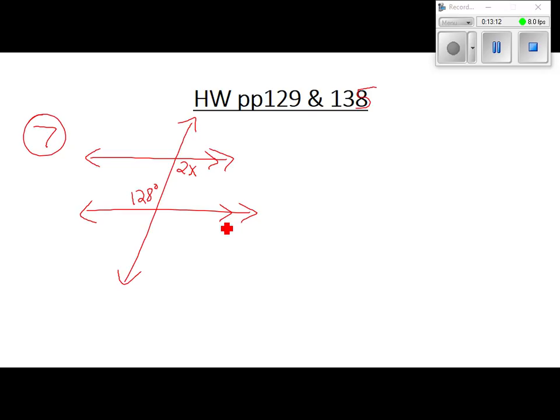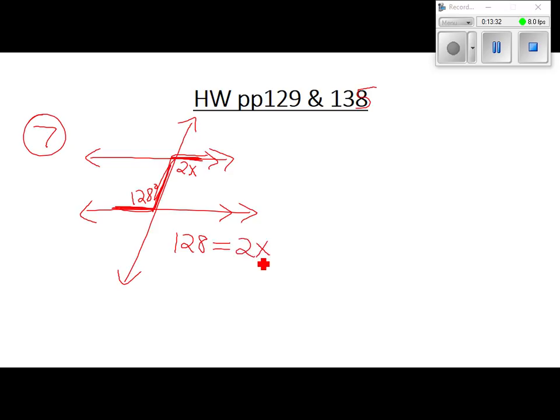Did everything right? What special pair of angles are those two to each other? Alternate interior. So what do you know about alternate interior angles if these lines are parallel? Congruent. So what equation can I set up there? 128 plus 2x equals 2x.